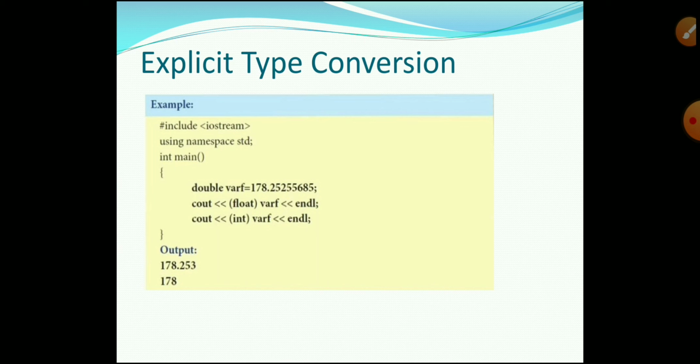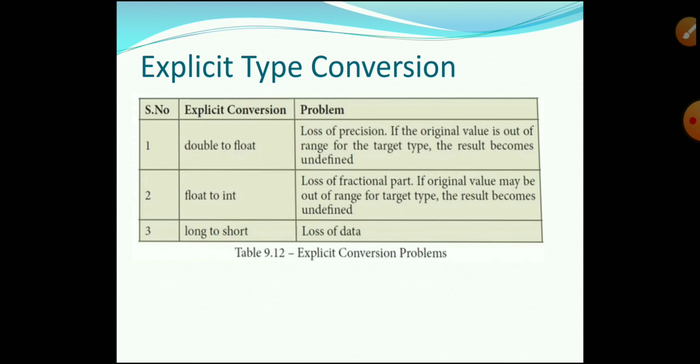Next is expressions. We have seven types of expressions. First is the constant expression, then float expression, integer expression, relational expression, logical expression, and so on. Next is type conversion, of two types: implicit type conversion and explicit type conversion. And we discussed the problems that arise when converting types.